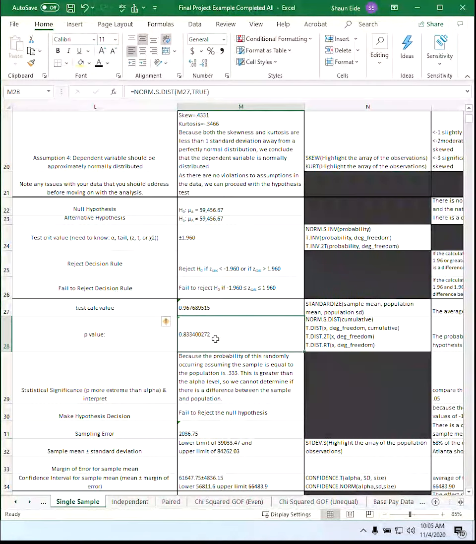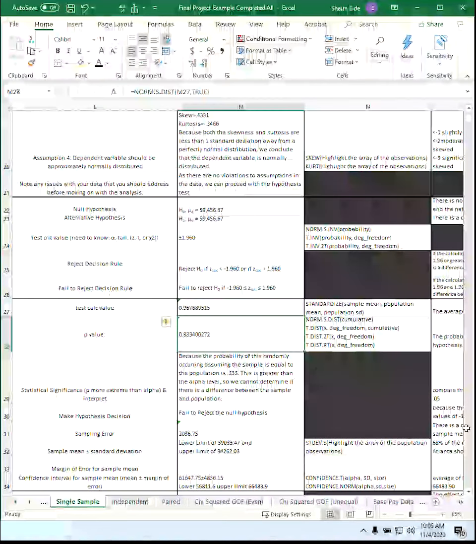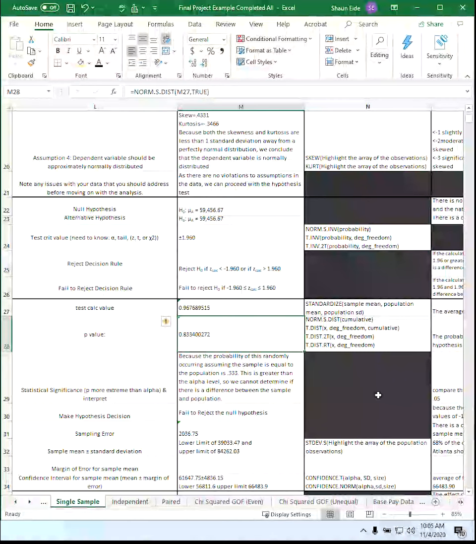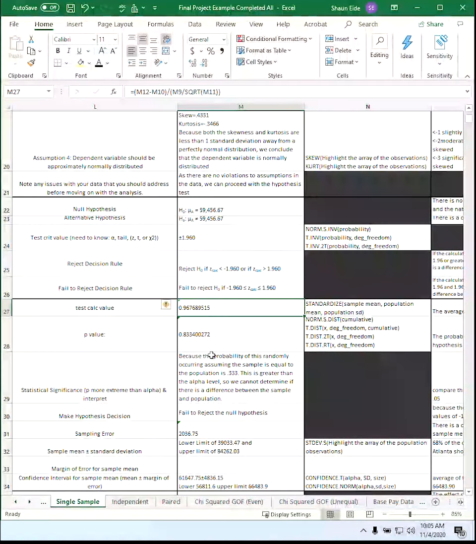Okay, so this is your z-score, and this is your p-value. So the problem is that this p-value is not actually the p-value for a two-tailed test. This right here is a probability of a lower tail test. So this is the probability of getting this z-score when conducting a lower tail test.